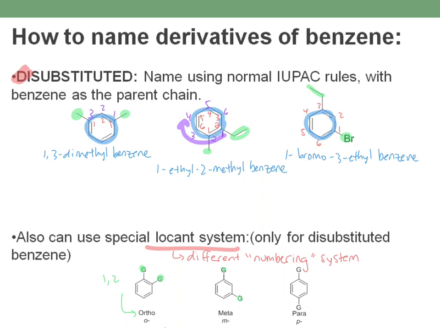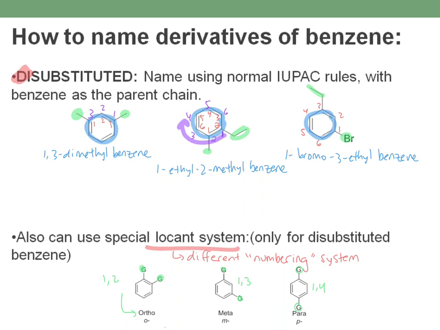Here, if you have things that are 1-3 from one another, they're 3 carbons away, that's meta. If you have things that are 4 away, or it's a 1-4 relationship, we call that para. So we have ortho, meta, and para, referring to how far away these groups are on the benzene ring. And we can use that in lieu of saying 1-2, 1-3, or 1-4.